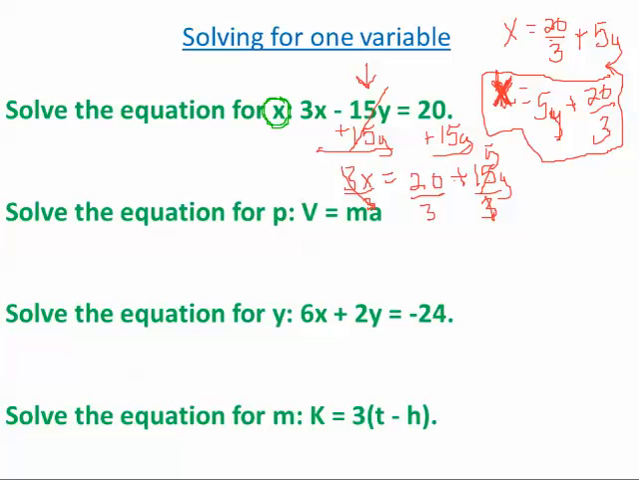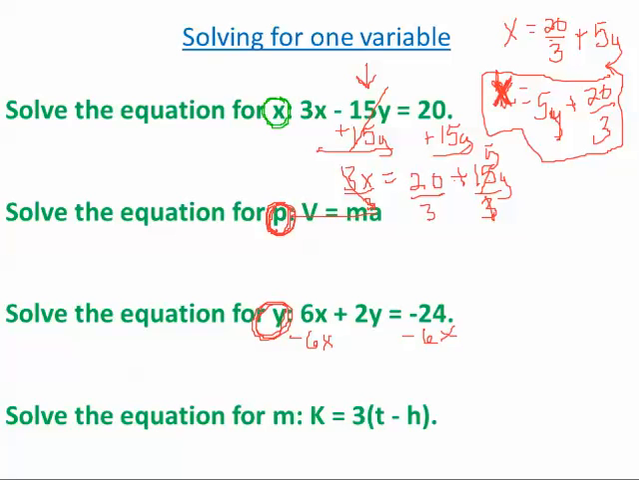We need to solve the equation for p. Although obviously something's mucked up, I can't solve this equation for p. There's no p in it. I'm going to nix that one and go to the next one. Let's solve this guy for y. Now we're going to take this equation and get y by itself because we were asked to solve for y.